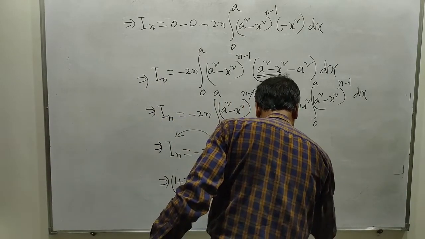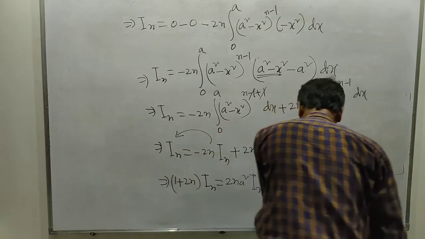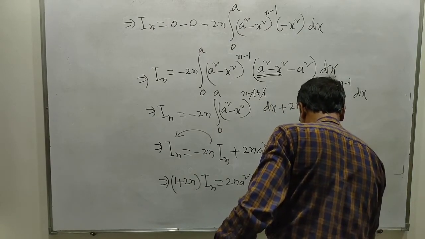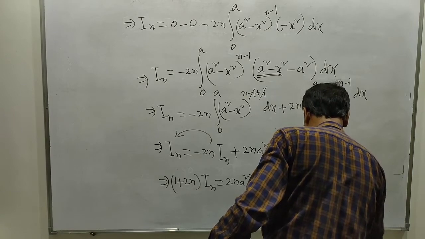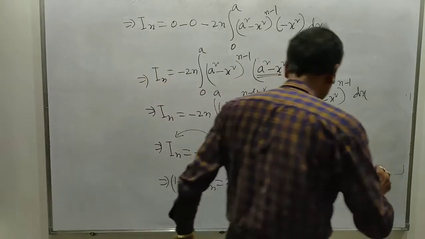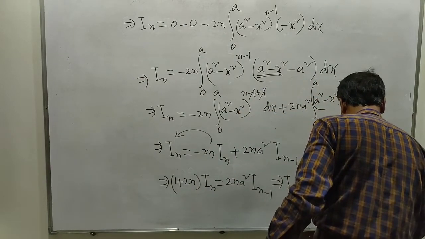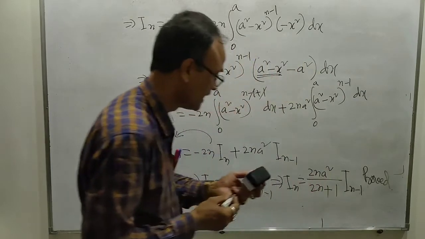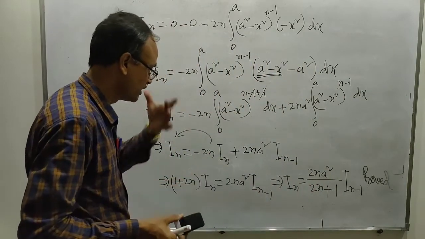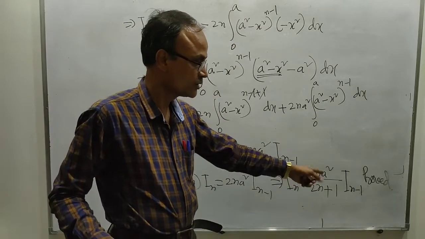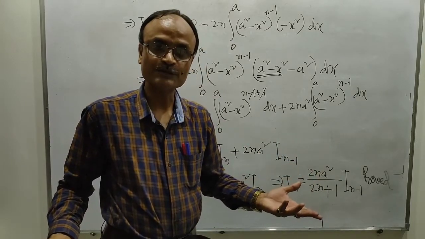This means I_n equals twice n square divided by twice n plus 1, I_(n minus 1). It has been proved. I have proved this one. I_n equals twice n a square divided by twice n plus 1 I_(n minus 1). The first part has been proved.